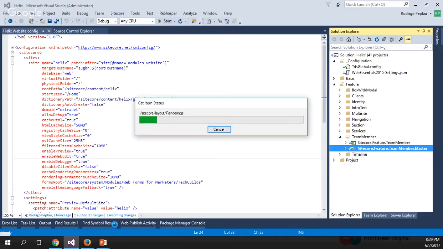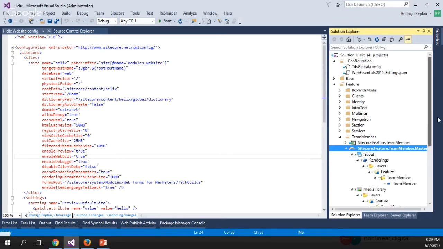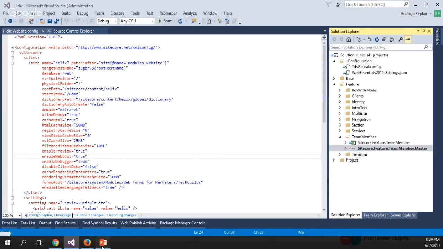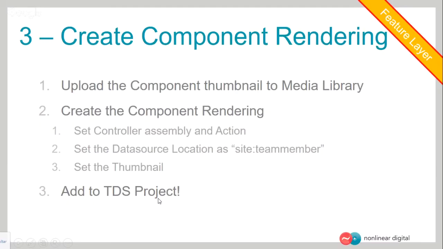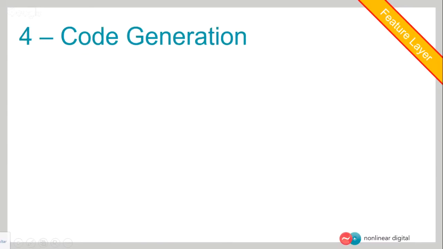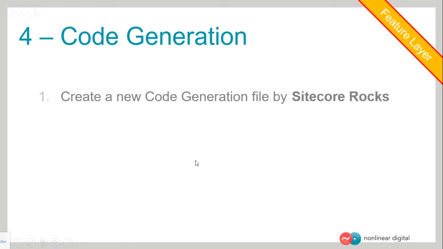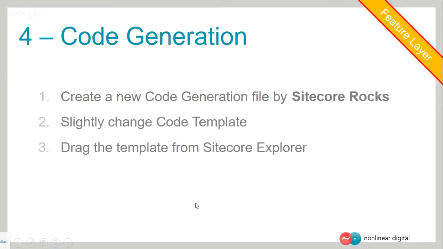There you go. For those who are used to building a component in Sitecore, it's not a big deal. It's just a matter of knowing where to put things. That's the big secret. Nothing different from normal Sitecore development. Cool. Step 3, the code generation. That's a good part. We are going to create a code generation file using Sitecore Rocks, slightly change the code template, drag the template from Sitecore Explorer to that, and check if the code is good.